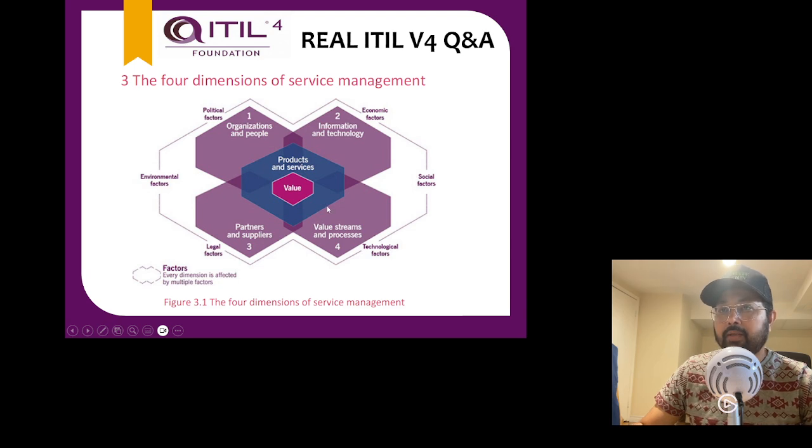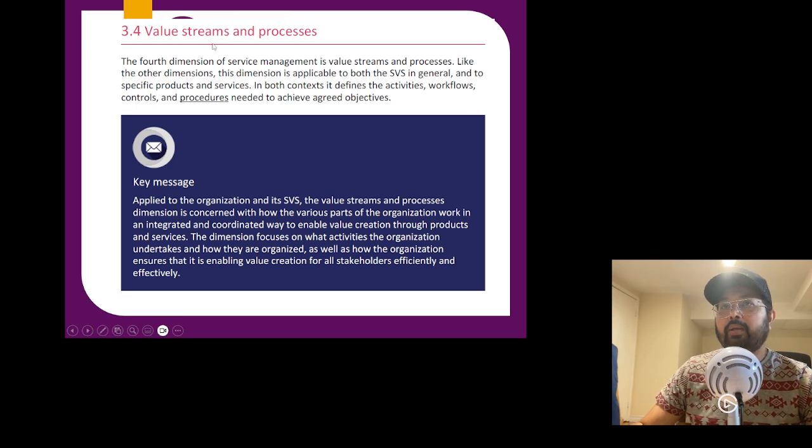And you can see the service management dimensions, with value and products and services in the middle. So value, products and services are the core of all of these dimensions, and there are some external factors as well: social, economic, political, environmental, legal, and technological factors. Now come to the point, value streams and process. What is this? The fourth dimension of service management is value streams and process.